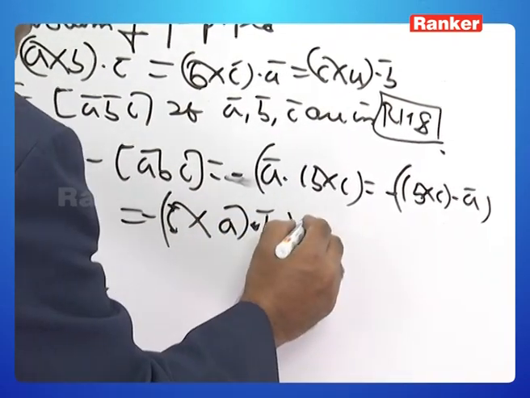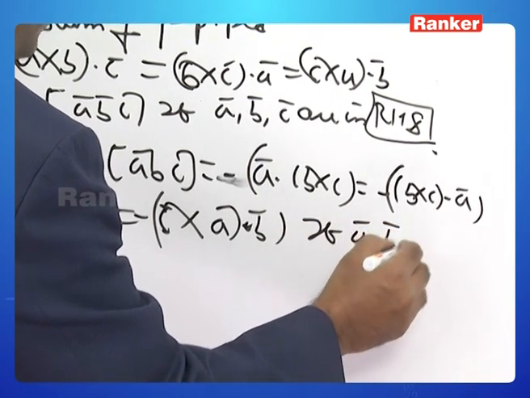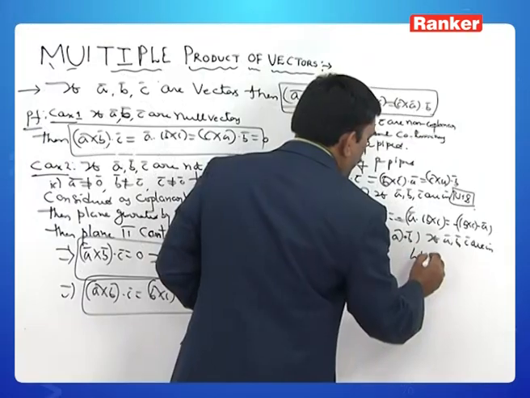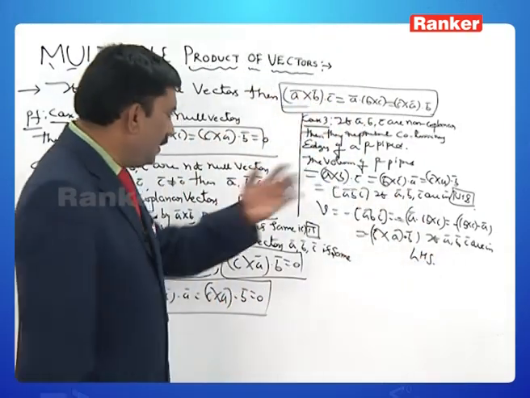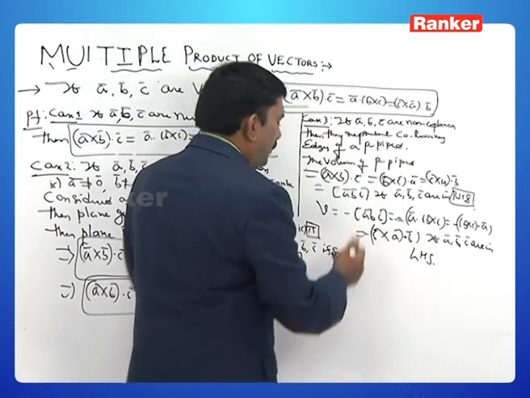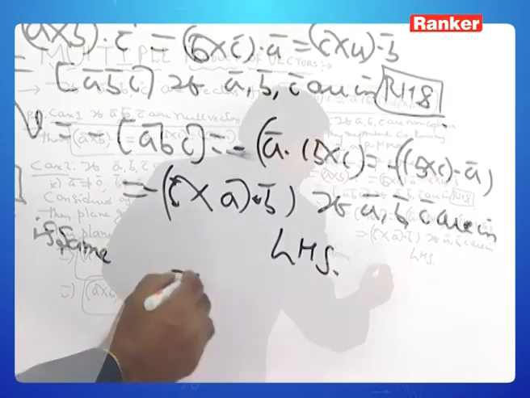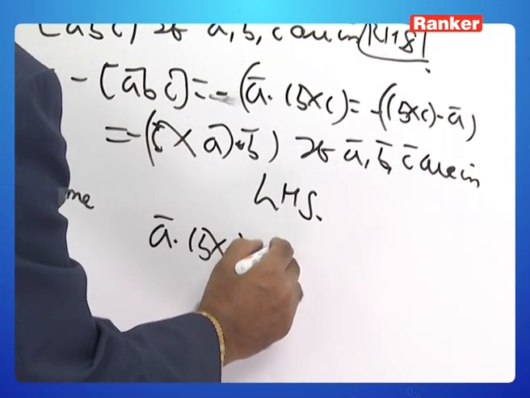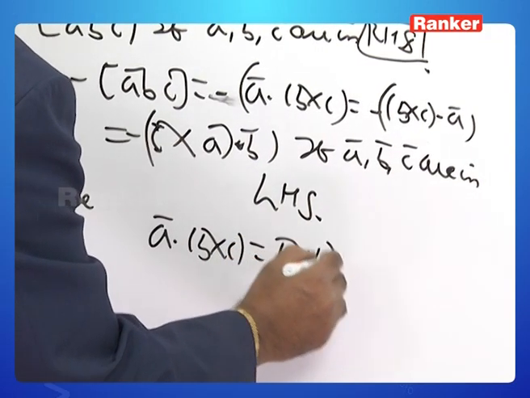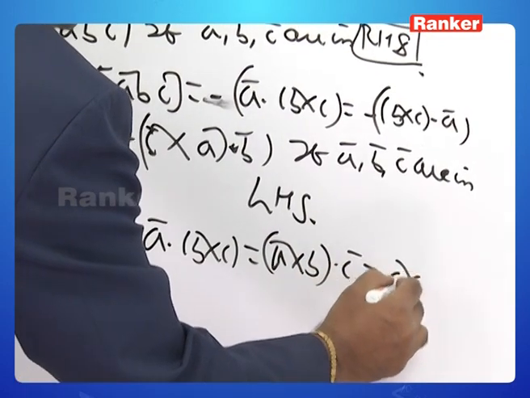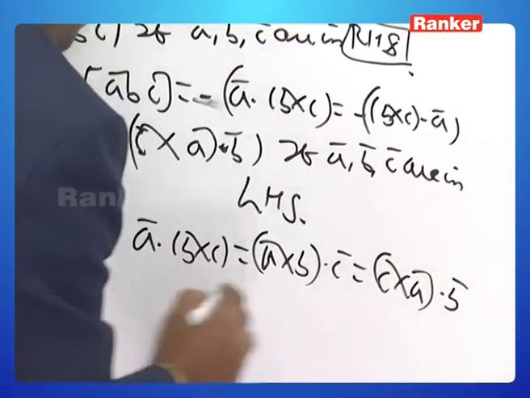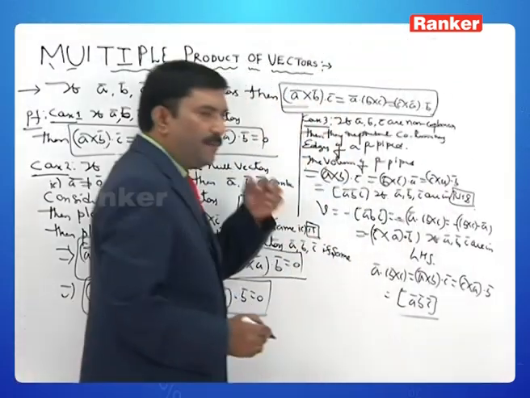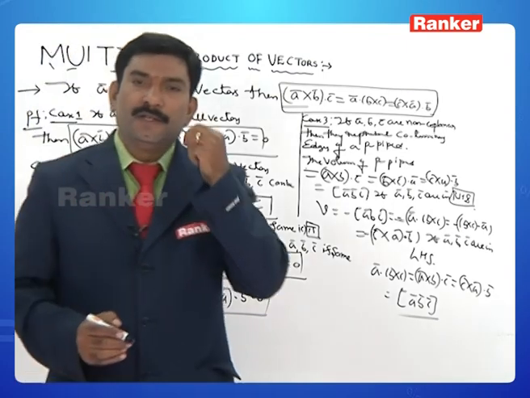Okay, if A bar, B bar, C bar are in a left-handed system. Here also, in both the common cases, we have shown A dot of B cross C, that is A cross B dot C bar is equal to C cross A dot B bar. All are equal to what? Box of ABC. Maybe in a right-handed system, maybe in the left-handed system.